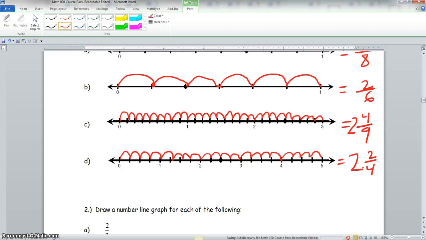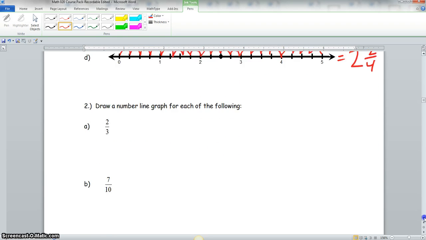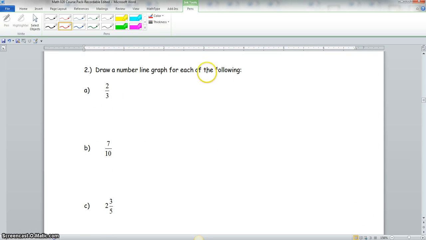So now we're going to scroll down here. So we have 2. It says draw a number line graph for each of the following. We have 2/3. So we could do it like this here. It doesn't have to be anything really fancy. We can make this 0. We can make this 1 because this is less than 1. So it's somewhere in between here.